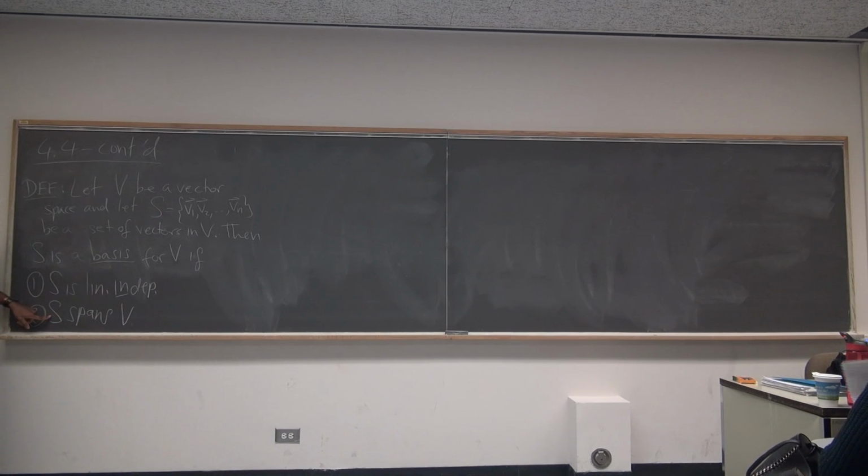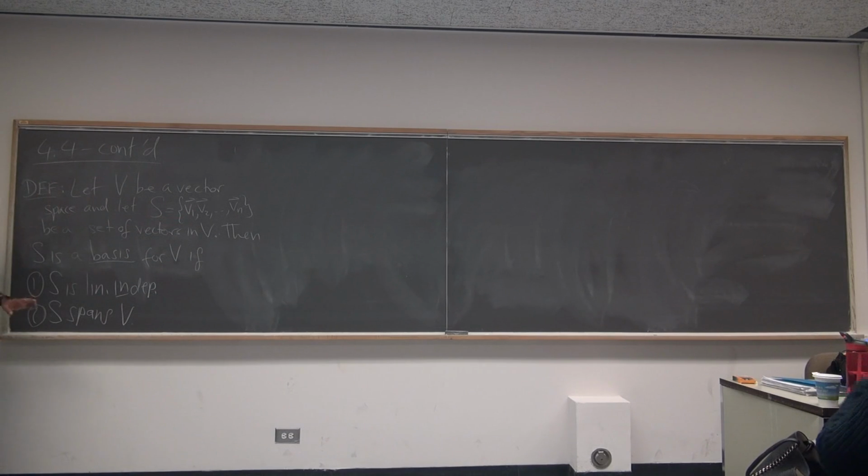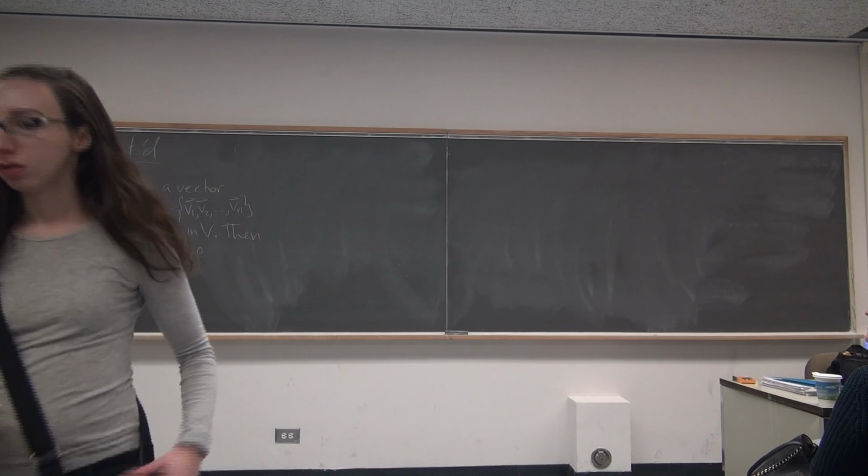What does it mean to span the set? S spans V. What does that mean? Any vector in V, I can write as a linear combination of vectors in S. Here's what I wanted to change here. Instead of a set, I actually want you to add the word ordered. It's an ordered set.